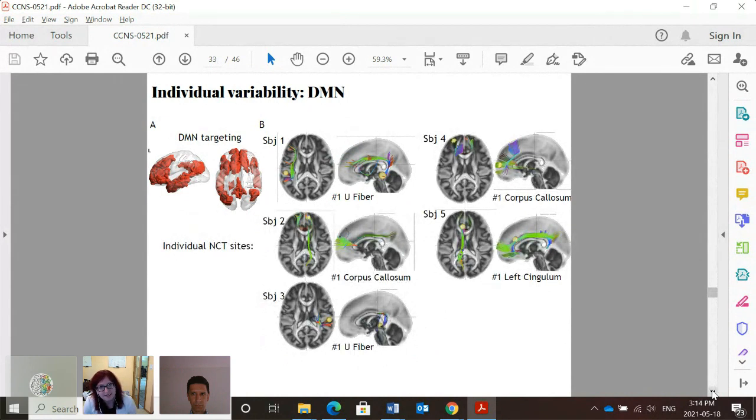And then when you compare these to other subjects, we're getting really wildly different results. With the same goal of activating the default mode network, different individuals' brains are coming out with very different predictions for where we should be stimulating to achieve this goal and the fibers that it is utilizing to do so.